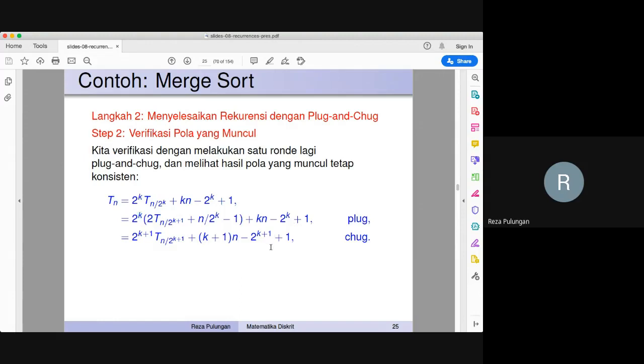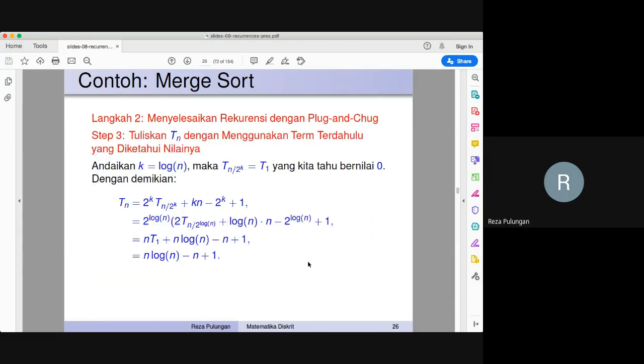And if you see, once we perform plug and chug, the final result is just transforming every k here into k plus 1. K plus 1, k plus 1, k plus 1, k plus 1. So this is correct. Okay? Okay, let me continue then.